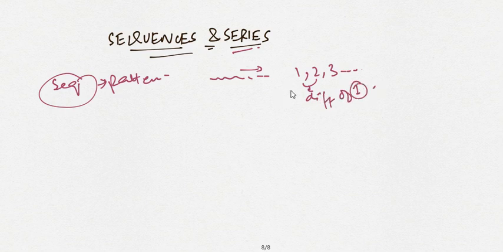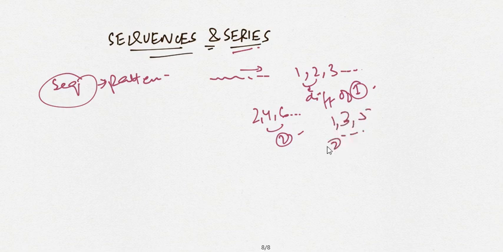These are consecutive numbers. Even numbers have a difference of 2. Odd numbers also have a difference of 2. Okay. So now when we talk about series, there are some notations that you have to look for.